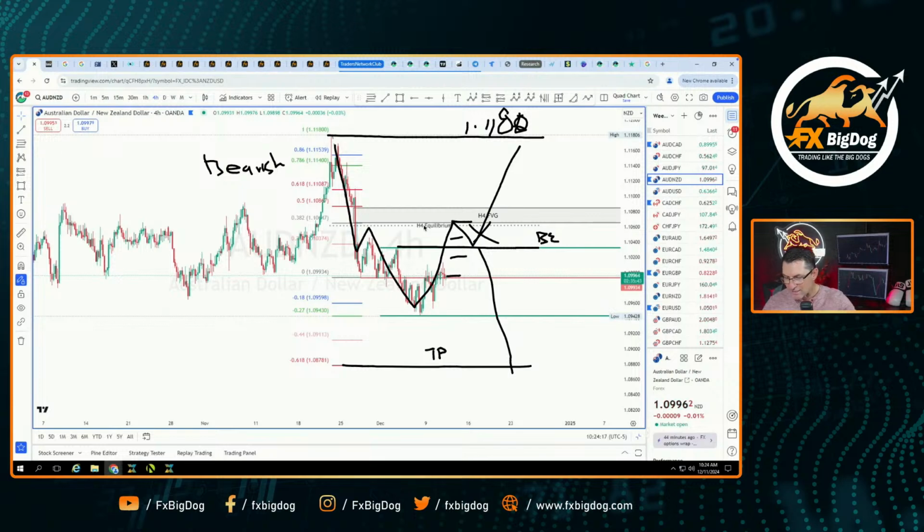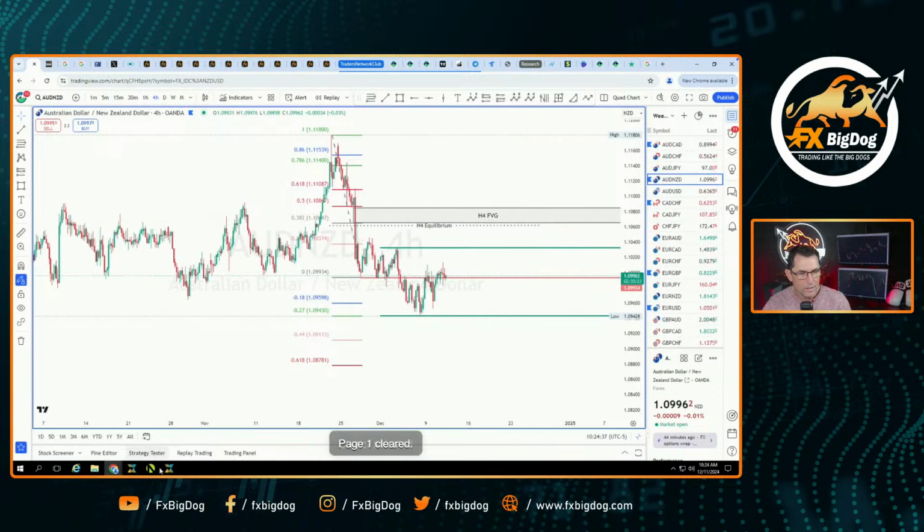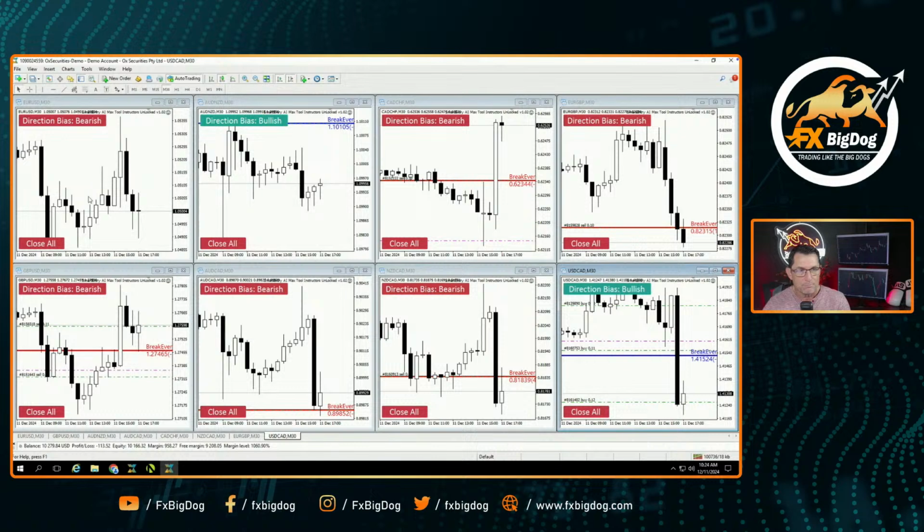Now, traders, if you're asking about Smart Entry AI, what does that mean? This is something that we're going to be launching over the next week. Not only is it going to be launching with this option here with the biases, but it is also going to have the trades that I send out. It's going to have an actual dashboard that tells you, hey, Big Dog says he's bearish or bullish on this particular pair.